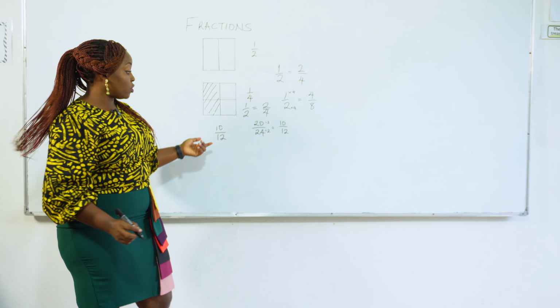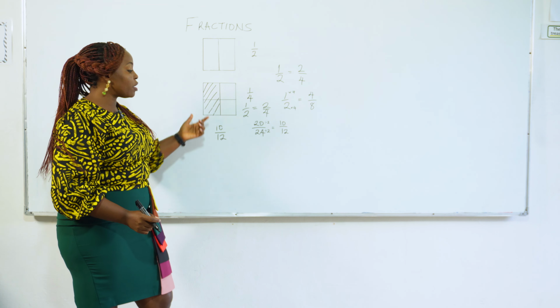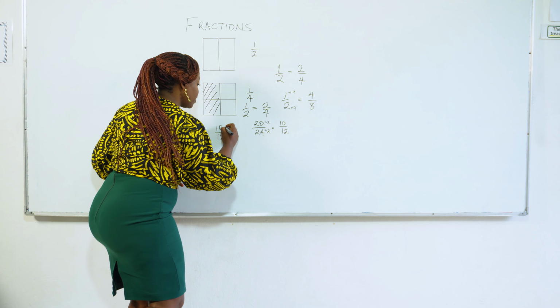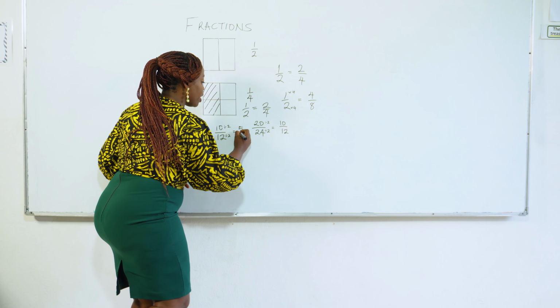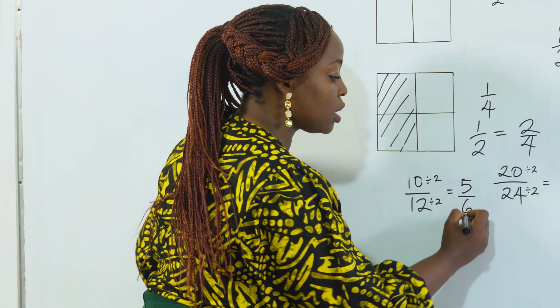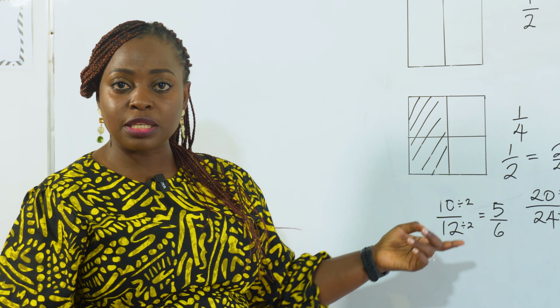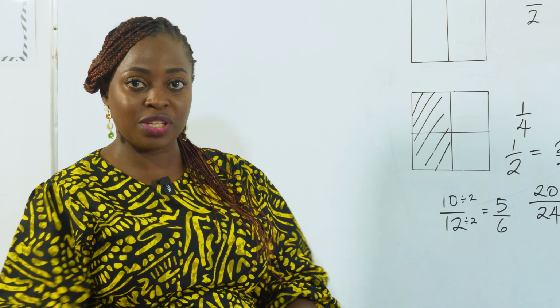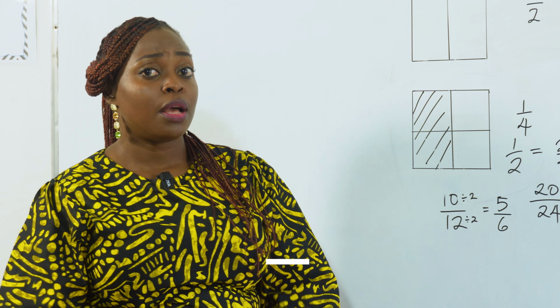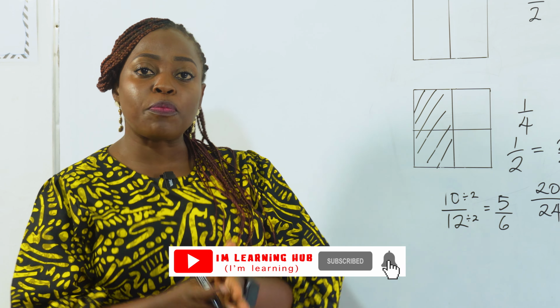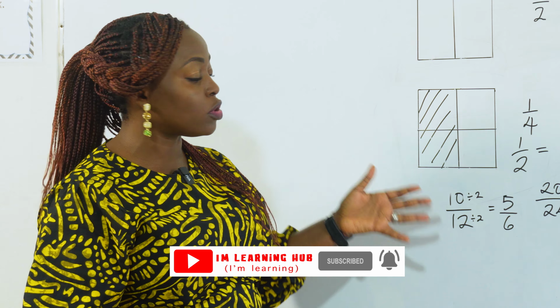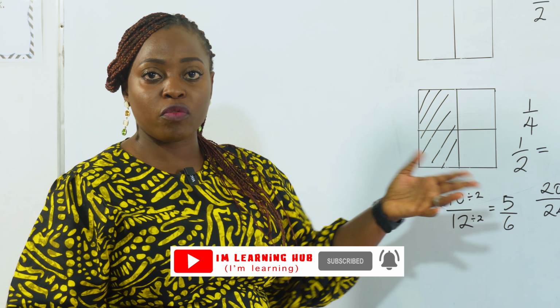I have this fraction 10 over 12, right? Now I can divide both sides by 2. So 10 divided by 2 and 12 also divided by 2. Now 10 divided by 2 is 5 and 12 divided by 2 is 6. Now 5 and 6, they have no factors in common. So there is no number aside from 1 that can divide 5 and also divide 6. So the simplest form of this fraction 10 over 12 is 5 over 6.